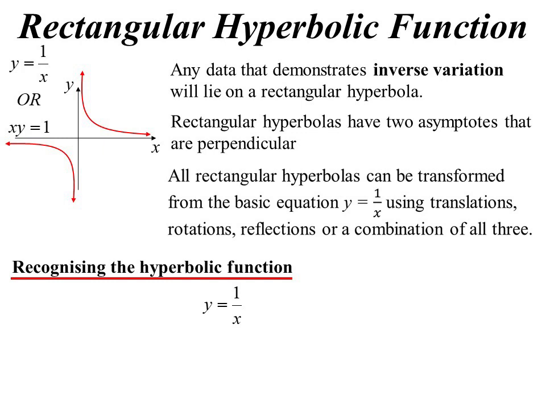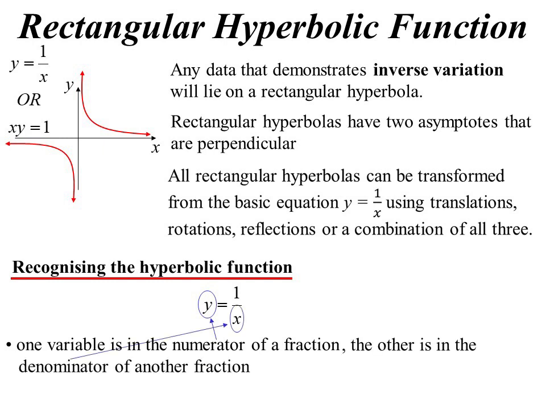Recognizing the hyperbolic function then. So y equals 1 on x. Well, one variable is going to be in the numerator. One's probably going to be in the denominator because that's going to create the asymptote, that problem we've got. So that's the sort of thing I'm looking for. If I see that, I'm thinking, okay, I've got some sort of hyperbolic shape.